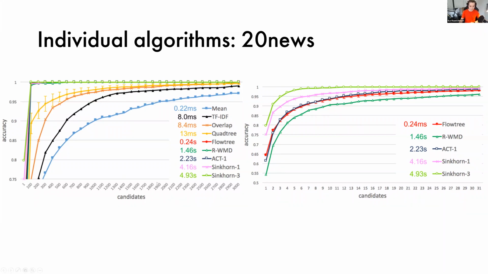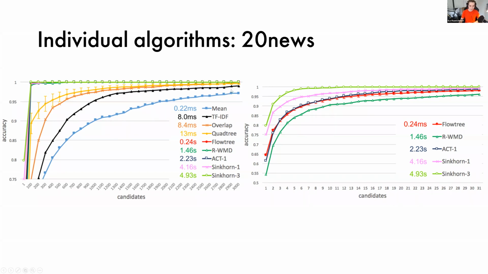Naturally, the more candidates you consider, the higher the probability that you hit the true nearest neighbor. But of course, it's better if our curve is to the left and to the top. So basically, it's ideal if we hit high probability considering very few candidates. And as you can see, for example, mean is the worst. It's actually not so good. In order to hit 95% accuracy, you need to consider 2,000 candidates out of 10,000. So we do not prune that much.